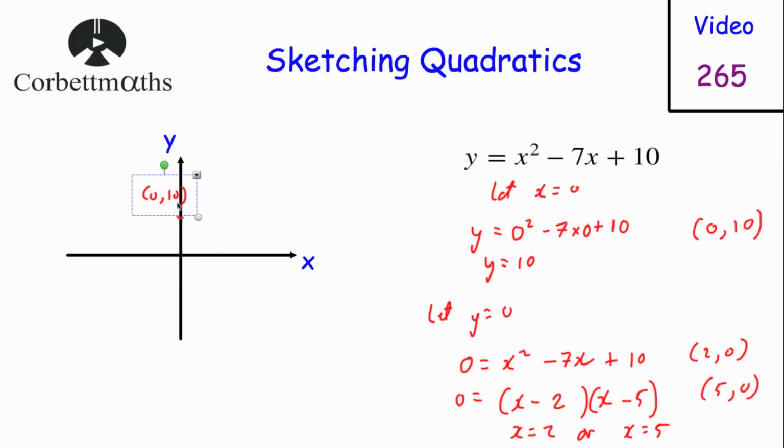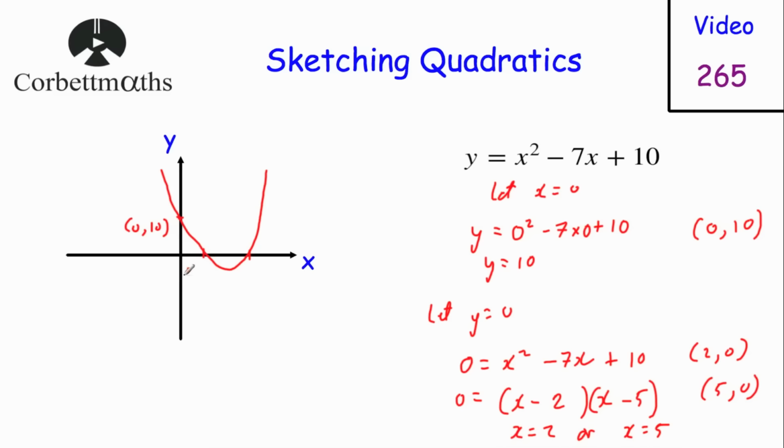I'm actually going to move this to the other side. And I'm now going to put on where that meets the x-axis: 2, 0 and 5, 0. So that'll be 2, 0 roughly there and 5, 0 roughly there. And if we do a nice quadratic through that, a nice U-shaped parabola through those points, it would look something like this. And that's it.